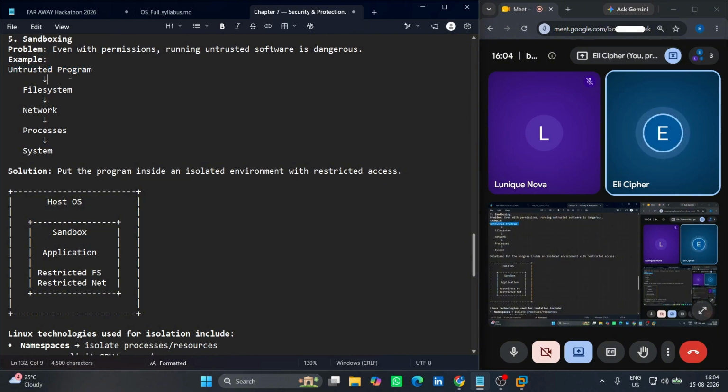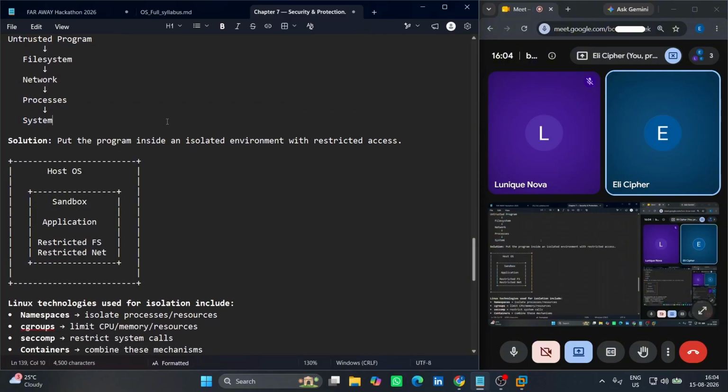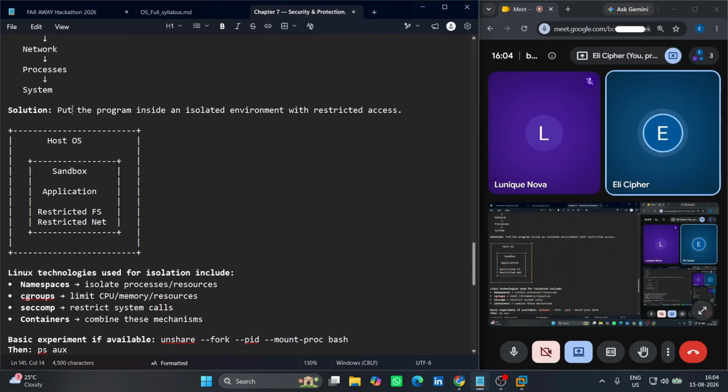For example, when you run untrusted programs, they get access to the file system, and somehow from the file system, if they get access to the network and then processes, then the system, they will break out of the whole thing. It means the attacker from the untrusted program has the permissions of our system. It's not good. It's even terrible. So what is the solution here? Put the untrusted program inside an isolated environment with restricted access.